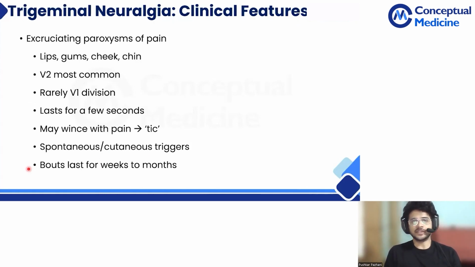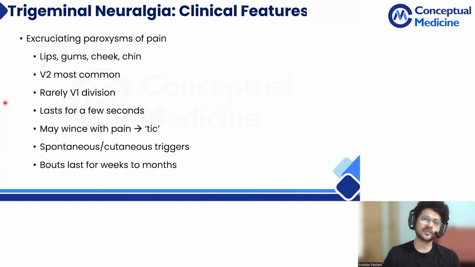What are the clinical features of trigeminal neuralgia? So there is excruciating paroxysmal facial pain. Predominantly, it affects the maxillary division of the trigeminal nerve. So the lips, the gums, the cheeks, and the chin can be involved. Very rarely, the ophthalmic division is involved. So usually, if you have an ophthalmic division involvement, you'll have to work up for a possible trigeminal neuropathy rather than a neuralgia. So you have to see whether there's any underlying structural cause for the neuralgia or neuropathy.